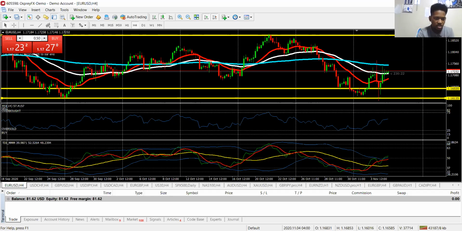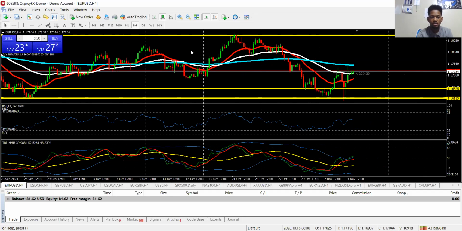So when it touched here, on this side, it actually broke and shot down. But on this side, when it touched, it tried to come down, it rejected, and then it shot back up to the resistance zone, which would be considered a zone as well, but shot back down and then it shot back up, okay?